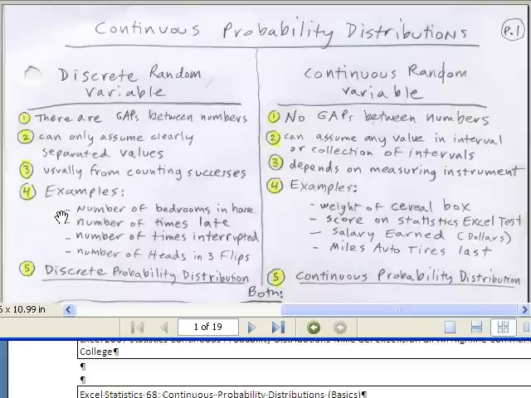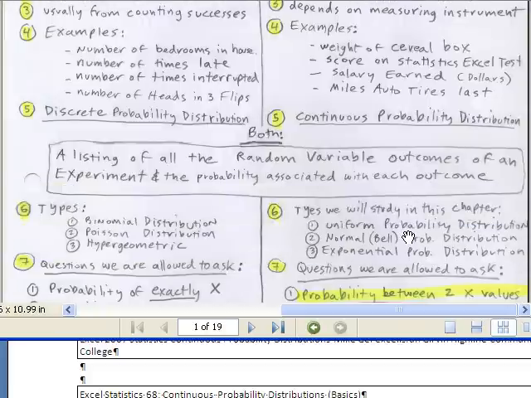Our examples from last chapter: number of bedrooms in a house, for example the probability of getting 3 bedrooms in a house; number of times that you were late, which we did with airplane arrivals; number of times interrupted, which we'll actually do an example of this chapter, the times you're interrupted per hour at your job; and number of heads. So those are examples of discrete and continuous. Now on with our distinction.